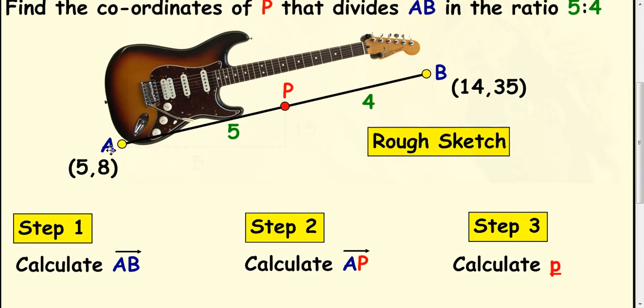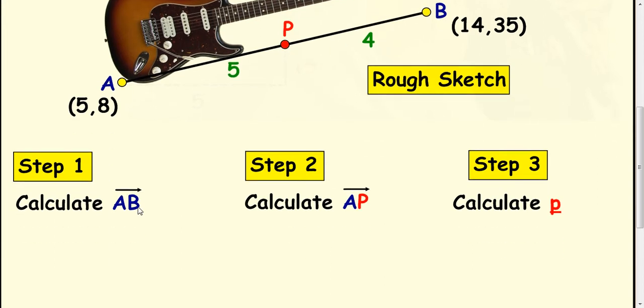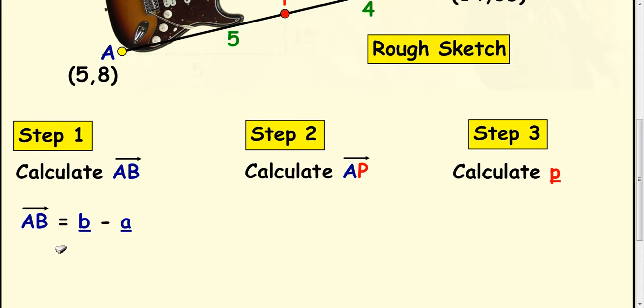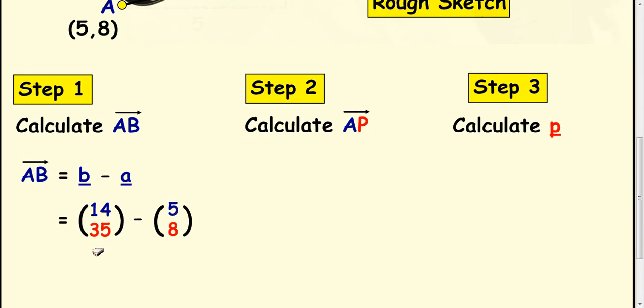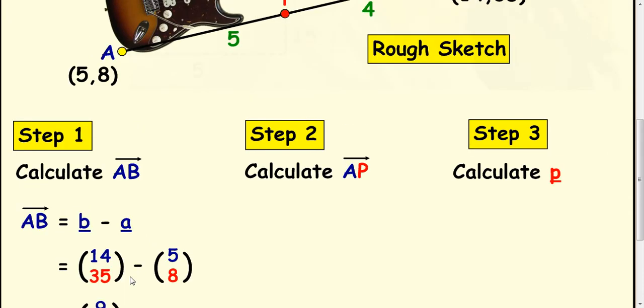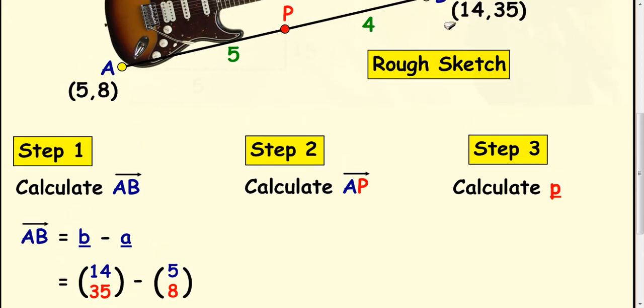The first thing you should do is calculate the journey from A to B. That's the first step. Get the journey from A to B in terms of a vector. So from our position vectors we should know that AB is equal to B minus A, where B and A are just the coordinates. So AB is equal to B minus A. In this case 14, 35, and you're subtracting 5, 8. So 14 take away 5 is 9 and 35 take away 8 is 27. So we've got (9, 27) there. That's what that vector would be to get from here to here.